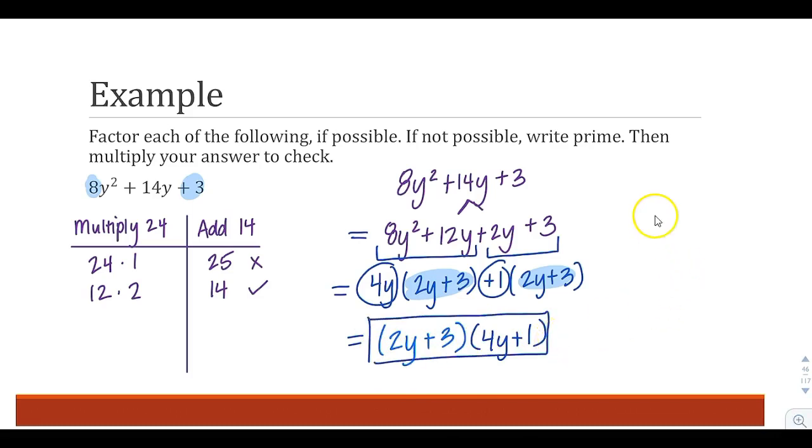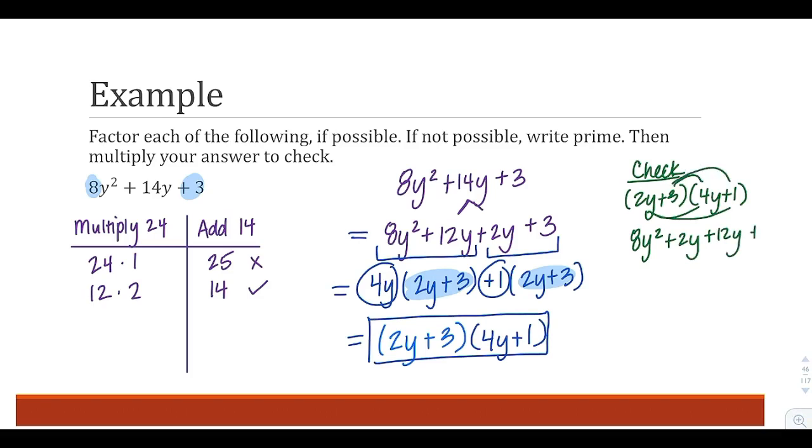And we can go ahead and check our work. So we'll go ahead and do first, which is 8y squared. Outer is plus 2y. Inner is plus 12y. And last is plus 3. The middle terms combine, so we'll have 8y squared plus 14y plus 3. So that is the original trinomial, so we know that our factorization is correct.